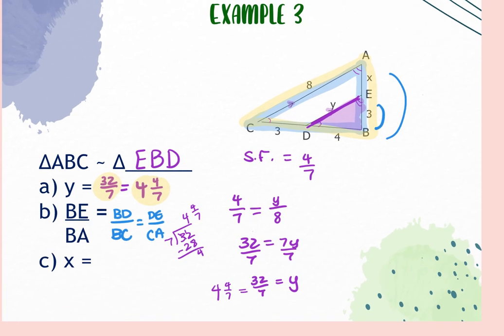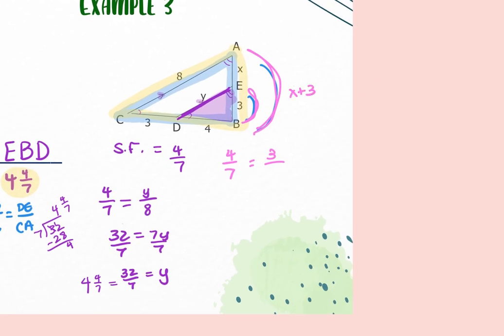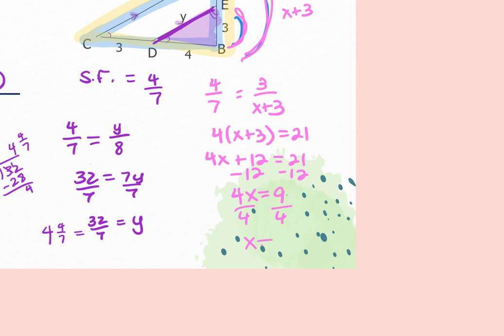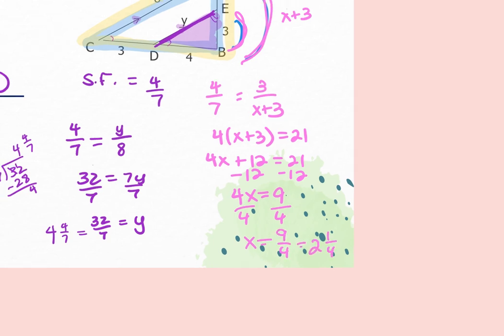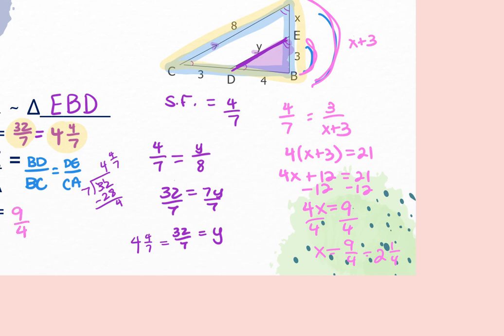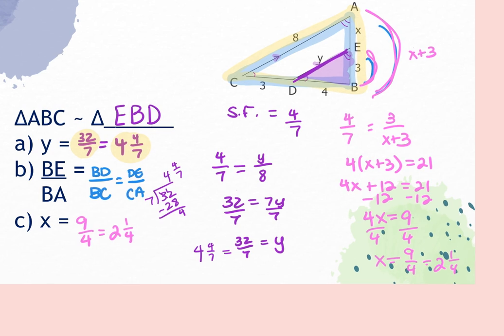And then the last one I want to find is X, and X is there on the right-hand side. Still 4 to 7 would equal the small side, which is 3, over the big side, which is not just X, it is X plus 3. And then we cross multiply. 4x plus 12 equals 21. Subtract the 12. And then divide by 4. 9/4 or 2 1/4. And again, either answer is fine. Questions on that one?